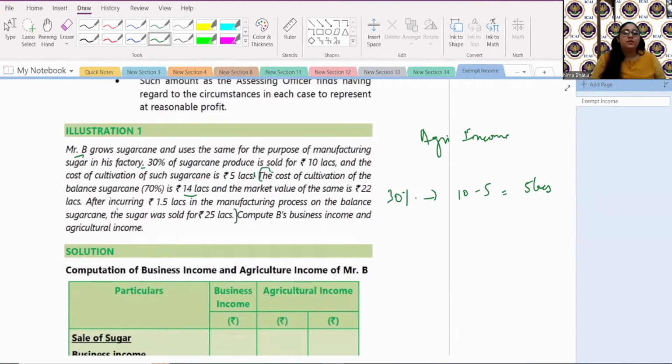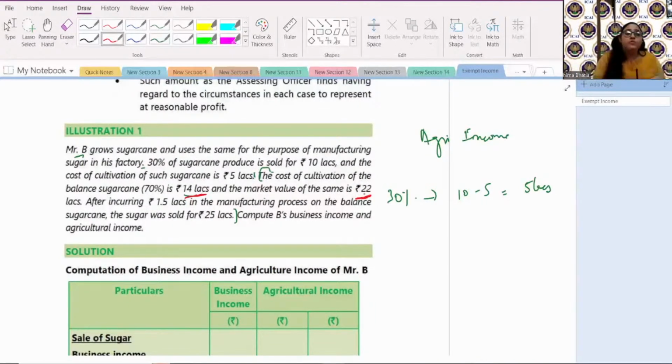Now, what has happened for the remaining 70%? Please listen here. Obviously, the process up to the sugarcane stage has happened. This is your cultivation cost of the 70% of the sugarcane. If that sugarcane would have been sold as it is, without doing any commercial process of making it into sugar, without any manufacturing process, that sugarcane would have fetched 22 lakhs. The market value of the same would have been 22 lakhs.